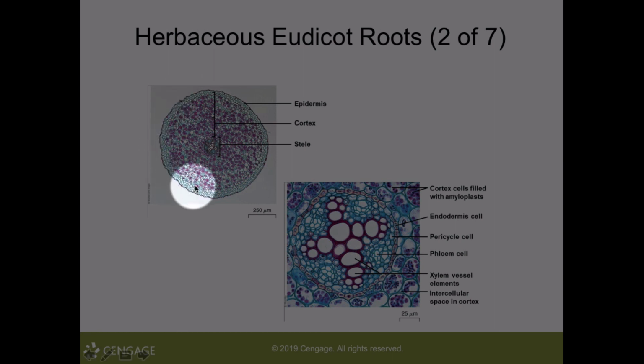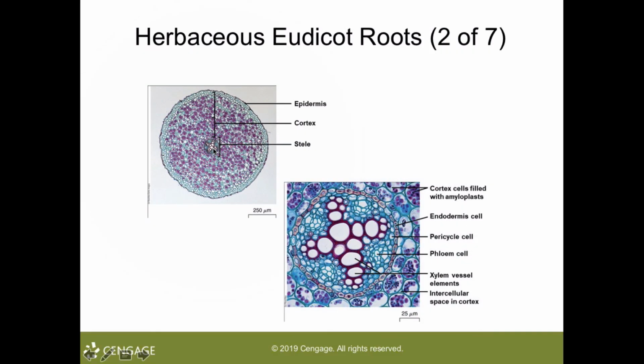Just inside the epidermis, all of the portion you see highlighted here is what makes up the cortex. This will be the cortex of this herbaceous dicot root. And then just inside the cortex is what's called the stele, S-T-E-L-E. So that is the cross-section of a dicot root.